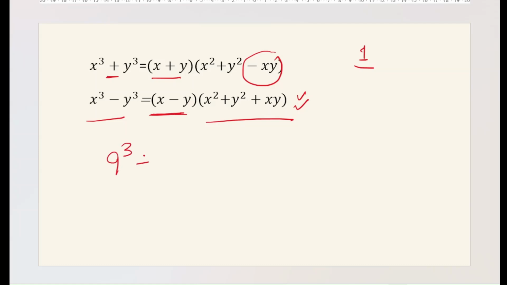Suppose you have 9 cube plus 77m whole cube.